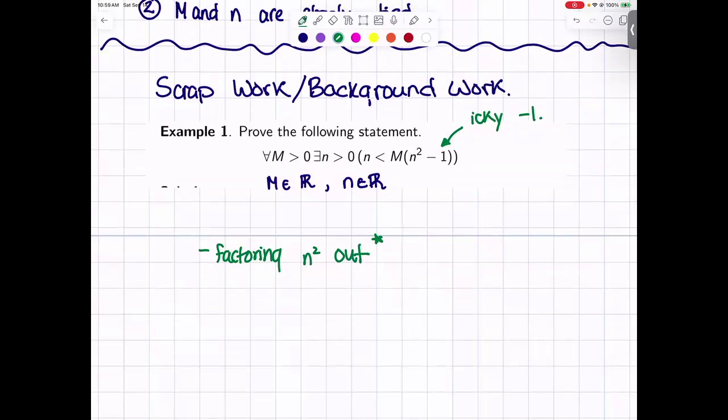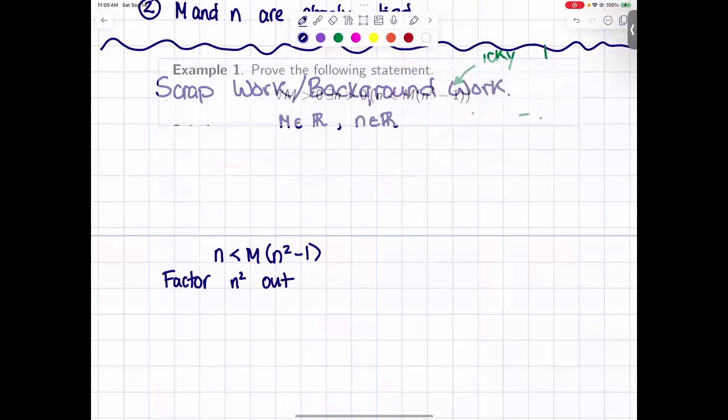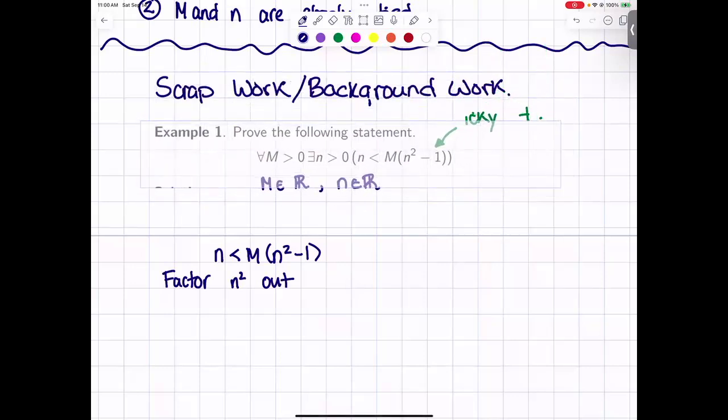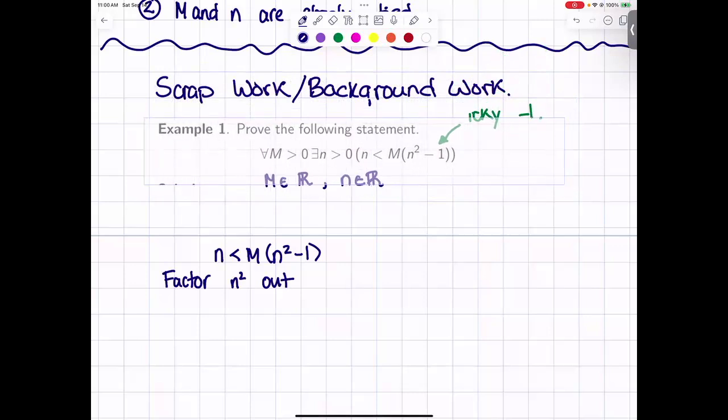So let's go ahead and do that. We started out with this. I'm going to switch colors. Sorry, I didn't mean to stay in my icky -1 color. We're going into our scrap work here. So n minus, there we go. We're going to factor n squared out of this, as we just said.